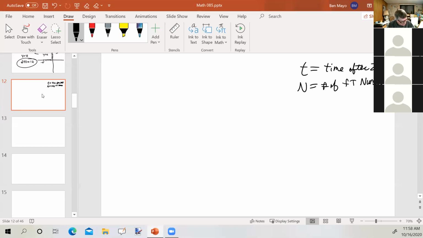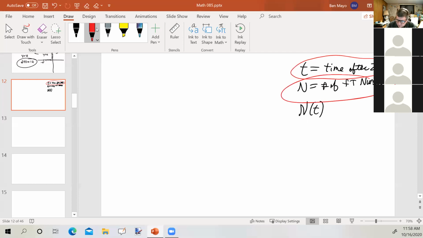Write a linear function N of T to model the demand for nurses. T is time in years after the year 2000. So in the year 2000, T would be 0. In the year 2003, T would equal 3. In the year 2020, T would equal 20. N is the number of full-time nurses.